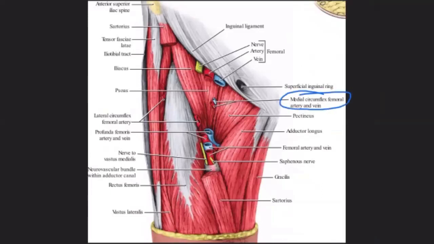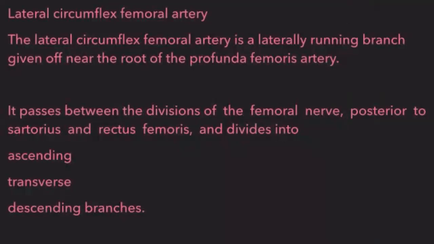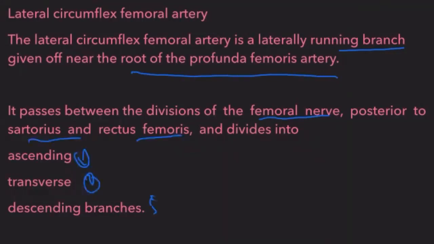So this is medial circumflex and this is lateral circumflex, right? Coming to the lateral circumflex itself, the lateral circumflex is a laterally running branch given off near the root of the profunda femoris artery. Immediately at the root only. It passes between the divisions of the femoral nerve, posterior to the sartorius and rectus femoris, and divides into ascending, transverse, and descending branches.